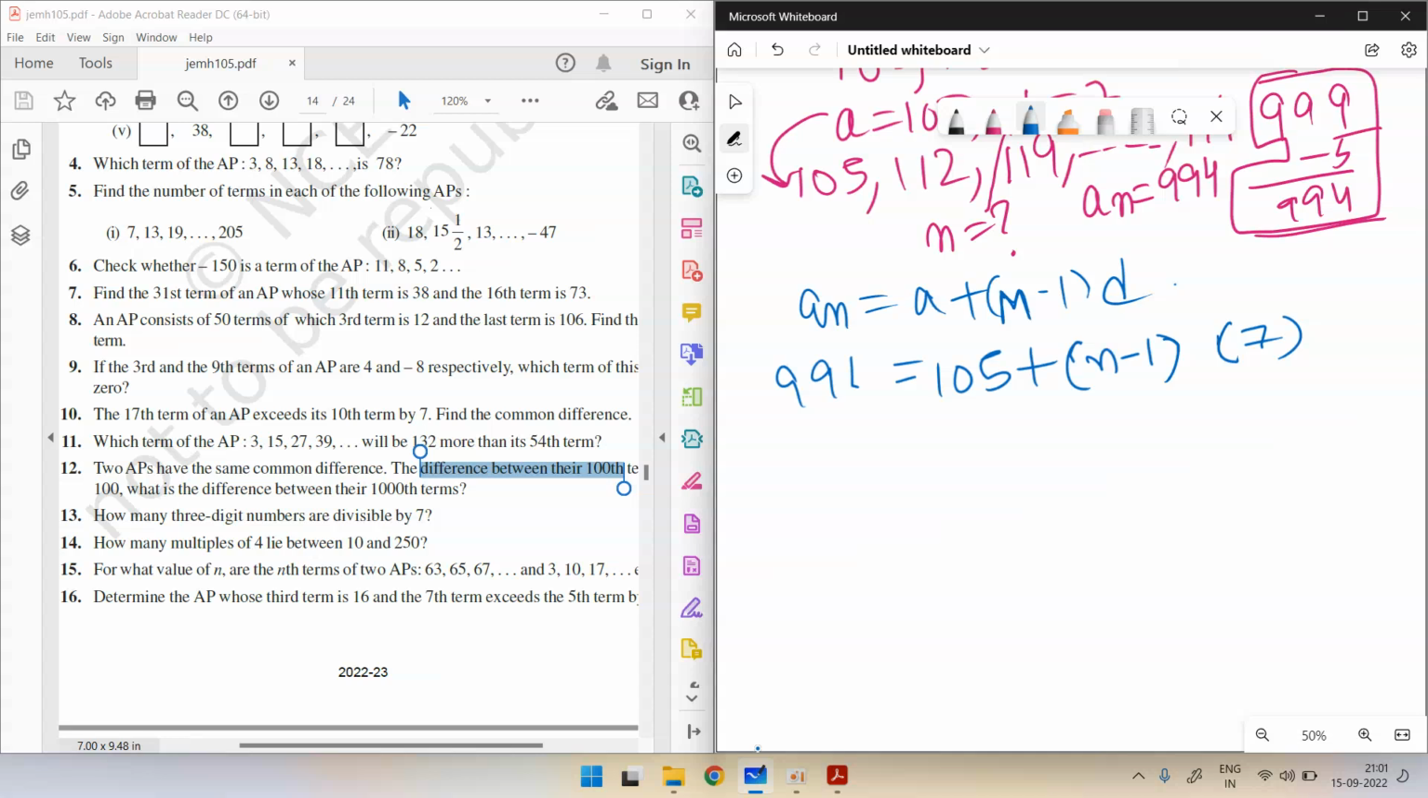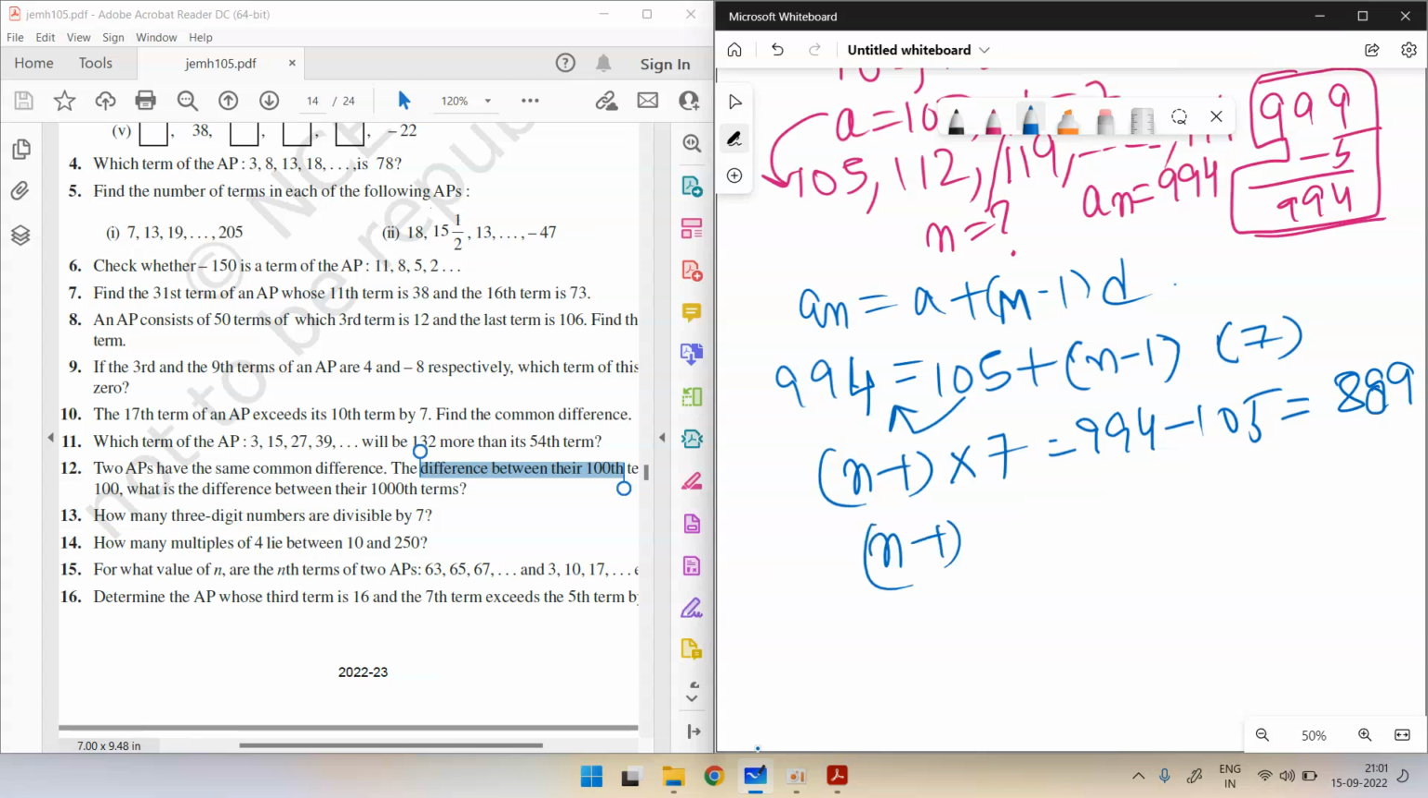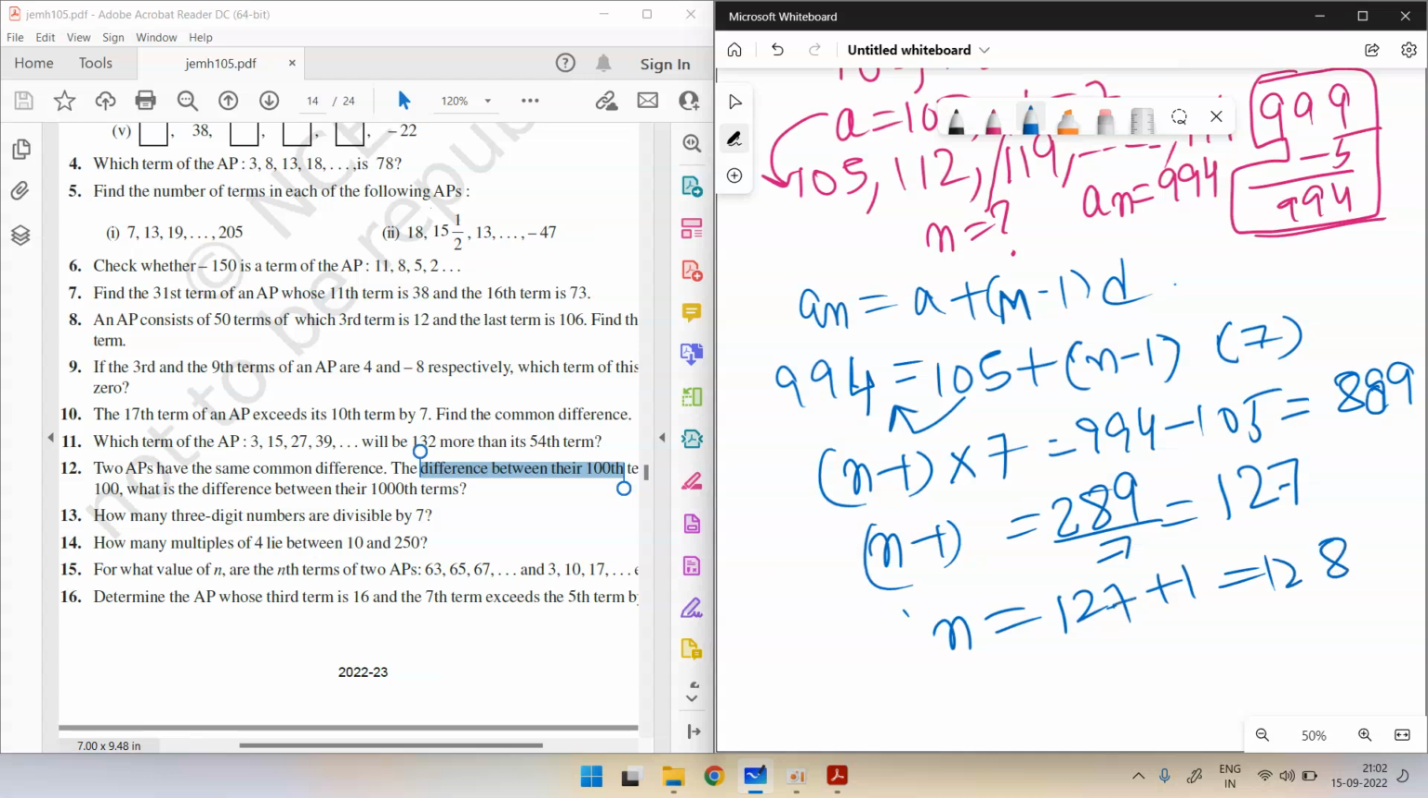If I directly substitute, n minus 1 into 7 equals 994 minus 105, which is 889. So n minus 1 equals 889 divided by 7, which is 127, and n is 127 plus 1, which is 128. So there are 128 three-digit numbers divisible by 7.